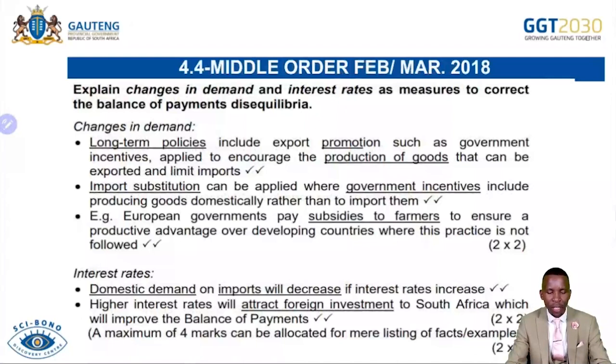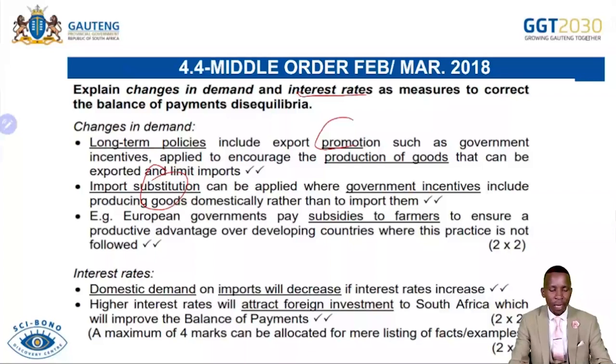Explain changes in the demand and interest rate as measures to correct the balance of payment disequilibrium. We know that now we move straight to the BOP disequilibrium. Now we need to correct that disequilibrium by using these two, interest rate as well as the demand. So we talk about long-term policies. In here, we refer to export promotion and import substitution. This is when the government intervenes by promoting export by means of giving subsidies and some incentives to local exporting businesses so that there will be more of our goods flowing out of the country, which will lead to maybe a reduced BOP deficit.